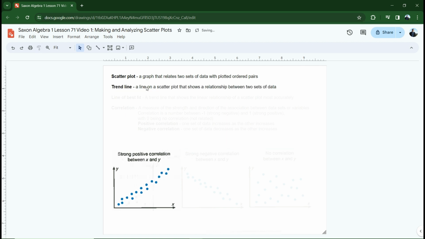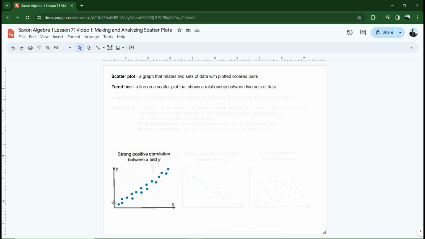A trend line is a line on a scatter plot that shows the relationship between the two sets of data. What I'm going to do with this scatter plot, if I want to make an equation that represents how far this car moves over time, is find a line that basically represents, okay, it's going to be somewhere in the middle between all these points. The one that I can figure out that maps these points the best I possibly can.